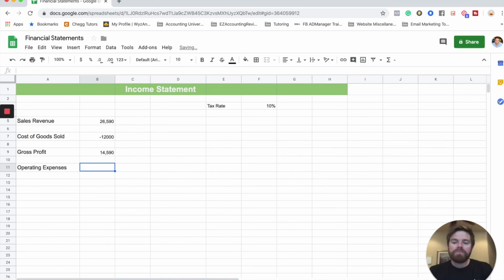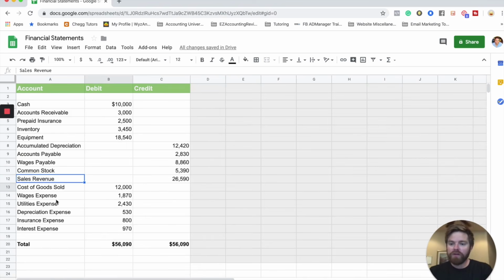Okay. So under this, we're going to have a few different expenses. We go back over here and look. We have our wages expense, utilities, depreciation, and insurance. Now, interest is not actually going to apply here to operating expenses.